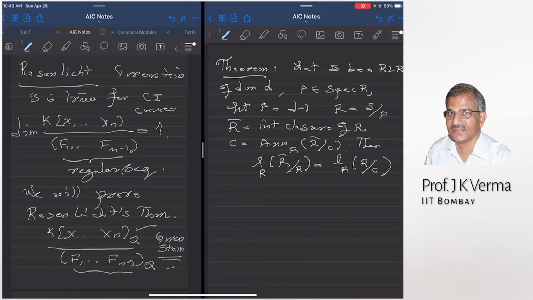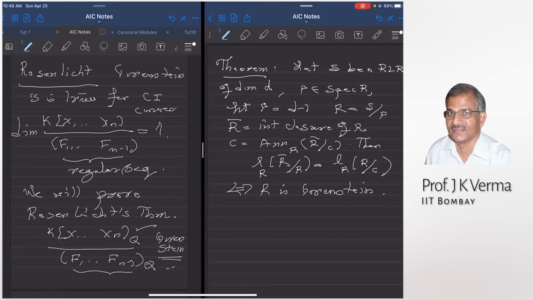And look at R bar over R and take its annihilator. Then this is true if and only if R is Gorenstein. So it characterizes one-dimensional Cohen-Macaulay domains which are Gorenstein. This equation is some sort of symmetric equation, a symmetry between R bar, R, and C.